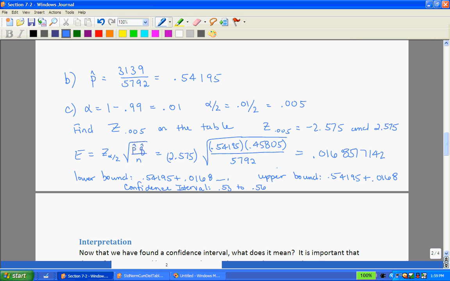Just as you notice when you do your homework, do not round until the very, very end. It can really throw off your accuracy, even if it's into the third decimal place. So try to let your calculator handle those really large numbers, large in the sense that they have a lot of decimal places. Don't truncate them too much, and your answer should agree with your homework. Okay, so we found this confidence interval from 0.53 to 0.56. Well, what does that mean?